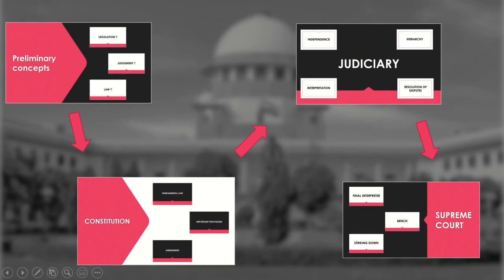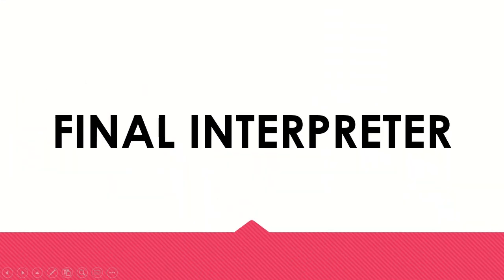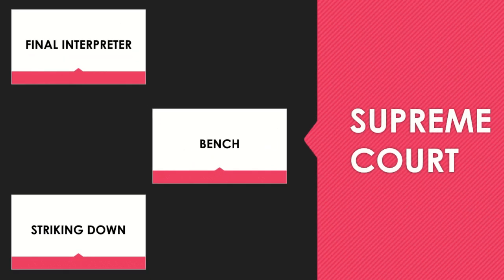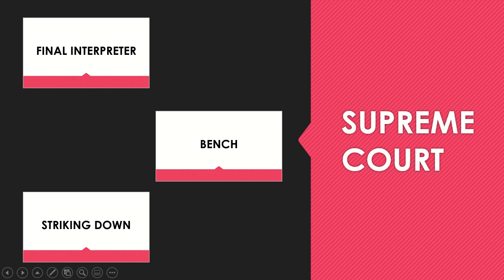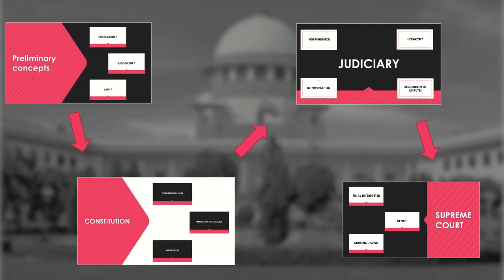Finally, we will talk a bit about the Supreme Court. Okay, the Supreme Court as the final interpreter. Okay, the Supreme Court consists of a bench. Definitely, you've heard of what a bench is. We've discussed this briefly in the class as well. I will talk about it in a little more detail today. And then finally, I'll talk a bit about the action of the Supreme Court striking down a law. Okay, now that we know what we will be doing in today's class, let's proceed.